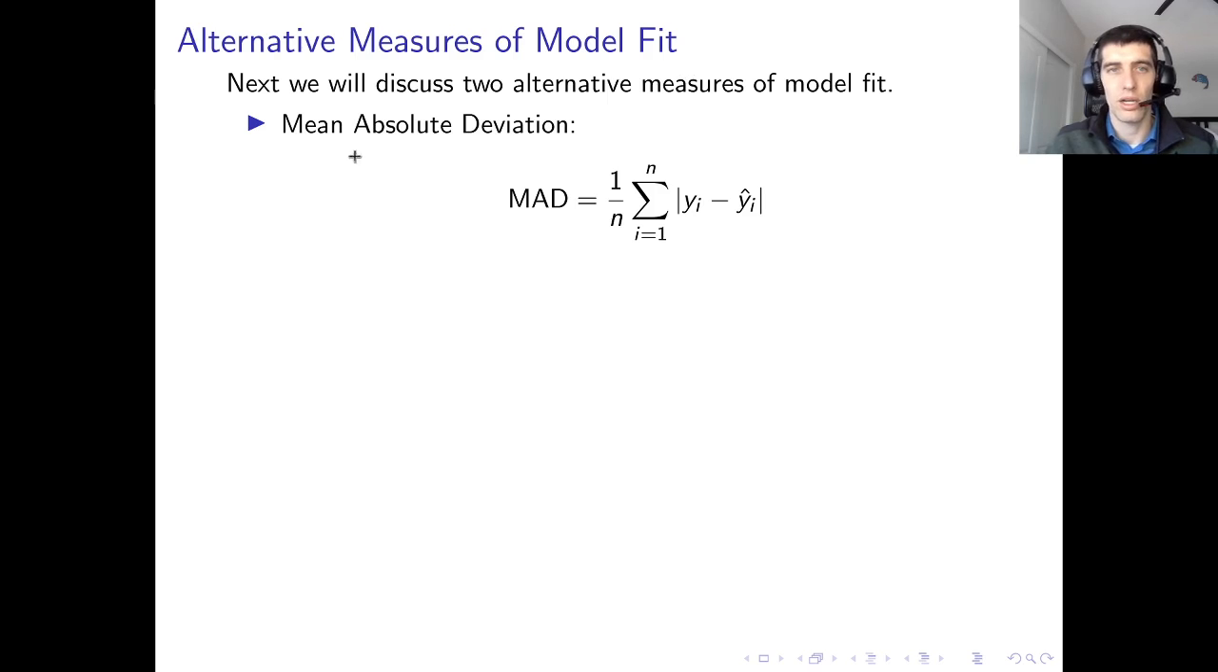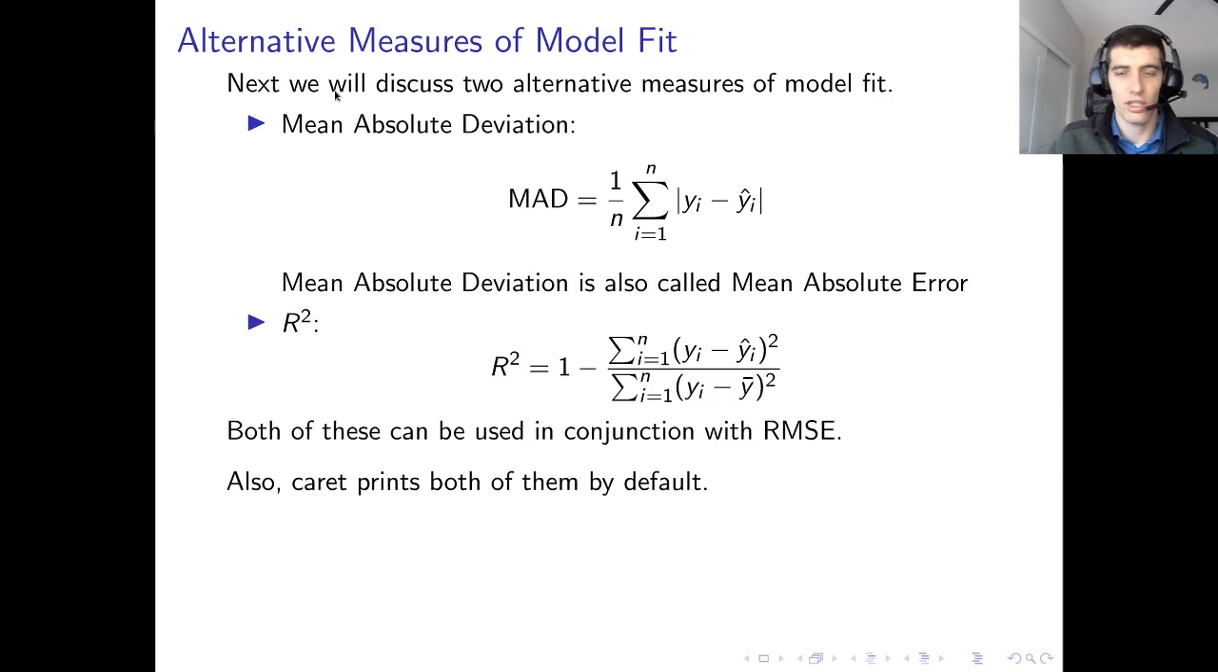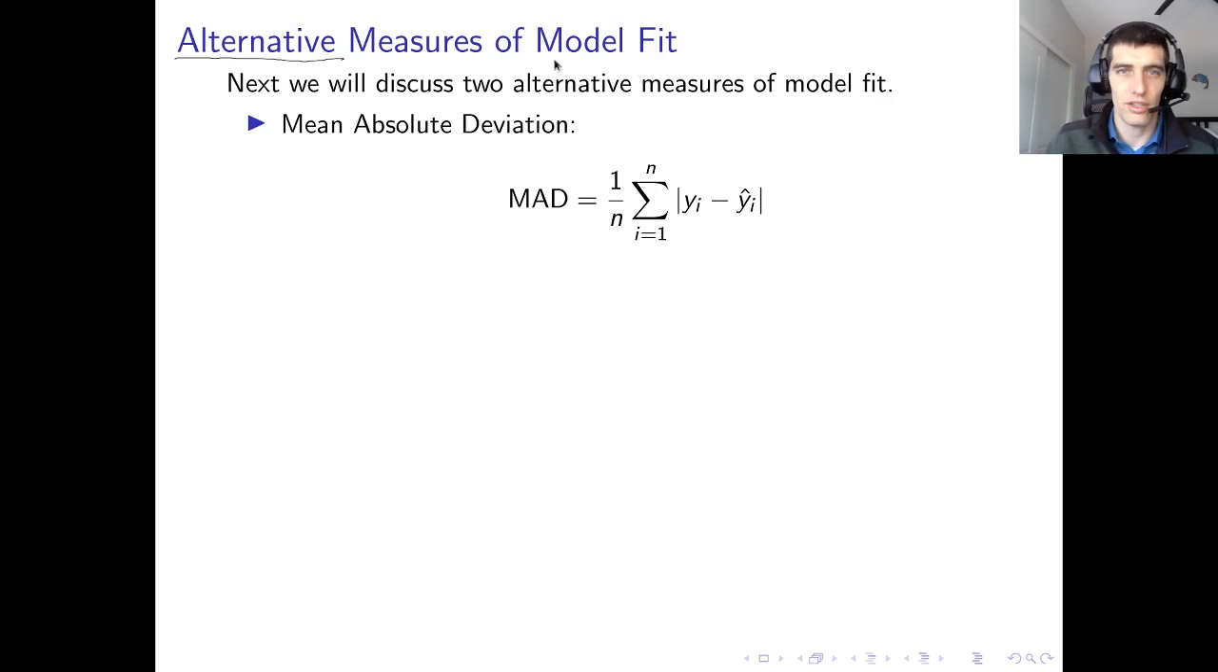Okay, so I say alternative measures of model fit, and the alternative here is to root mean squared error, which is our measure of fit which we've used throughout the course. We're going to do some alternatives to root mean squared error and talk about pros and cons compared to root mean squared error.